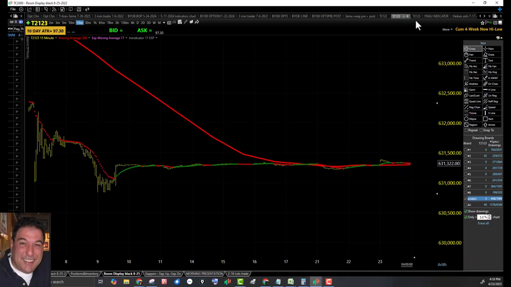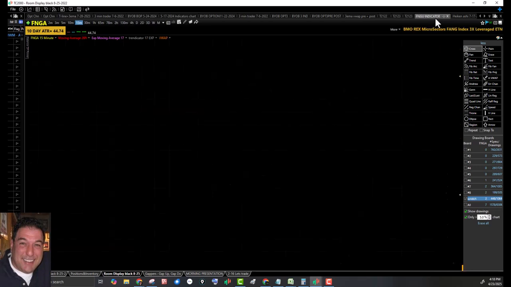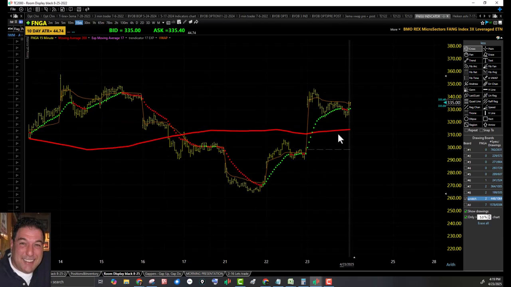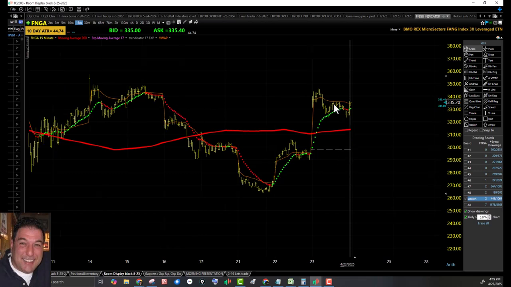All right, that's T2123. Let's take a look. Order filled. FNGA. Nice bullish gap that never got filled today. A gap up holding the higher ground, that's bullish. A bullish gap that didn't get filled, that's bullish. Up over a flat 200, that's bullish. All right, so nice work on that.